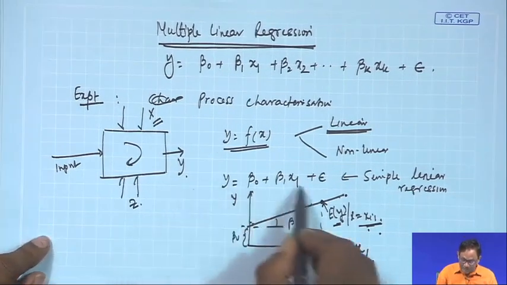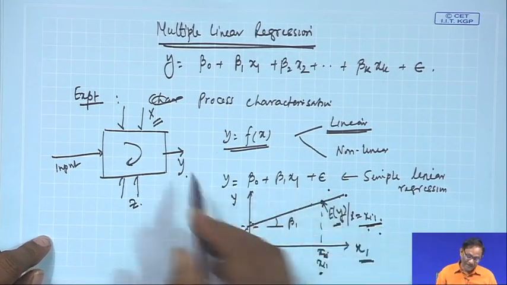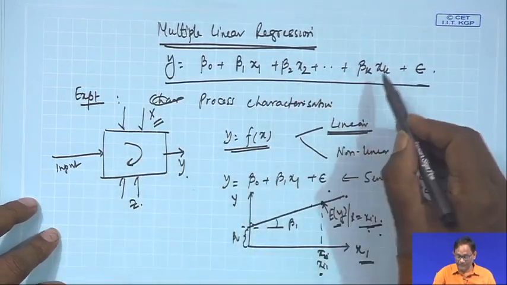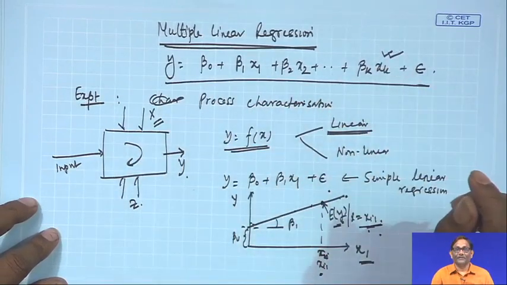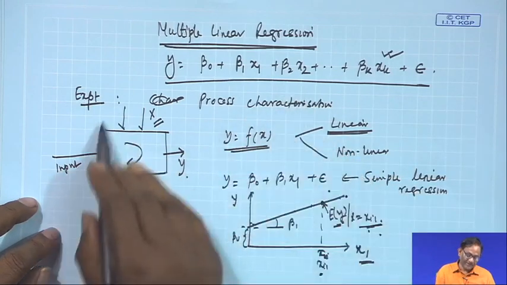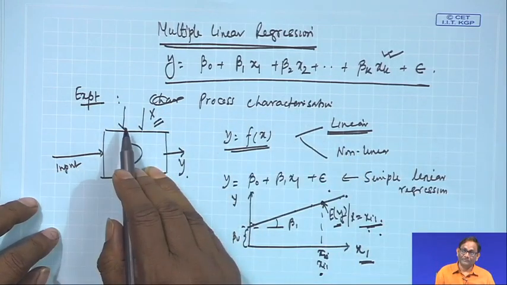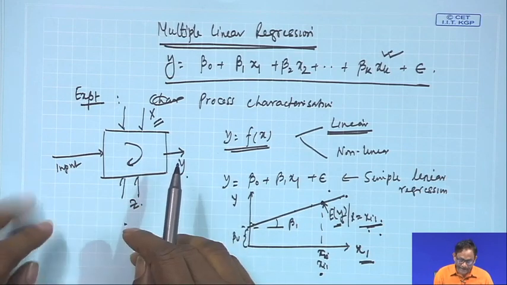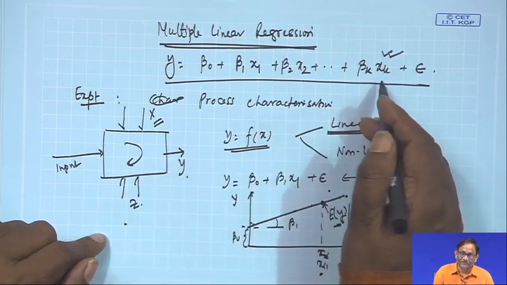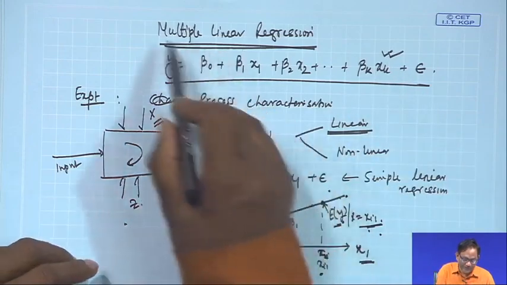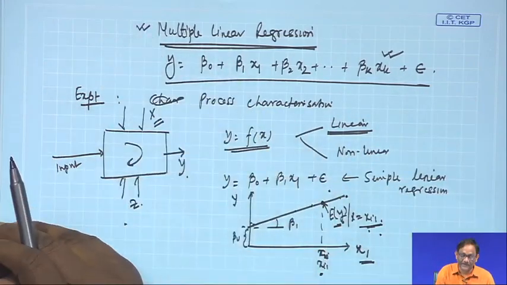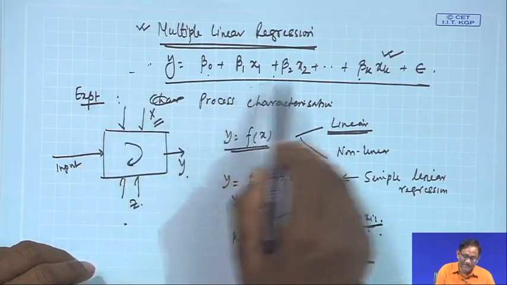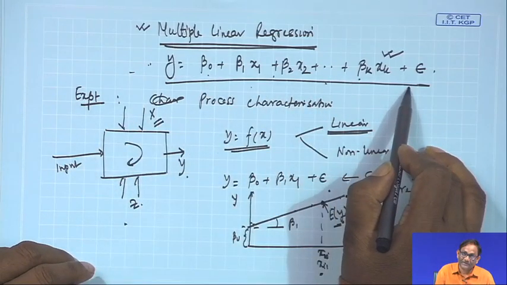Now, if there is more than one factor, then your equation will be like this. Suppose there are k factors. I am talking about controllable factors here. We are not considering z at this moment. We can include z here also, but for simplicity I am not doing so, because our aim is to see multiple linear regression. So this equation represents multiple linear regression.